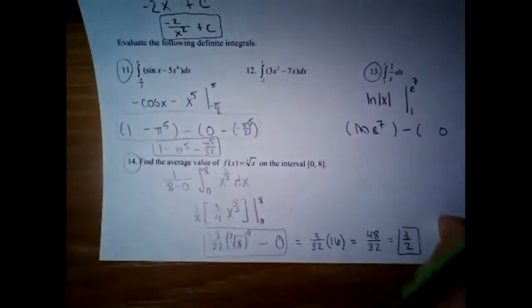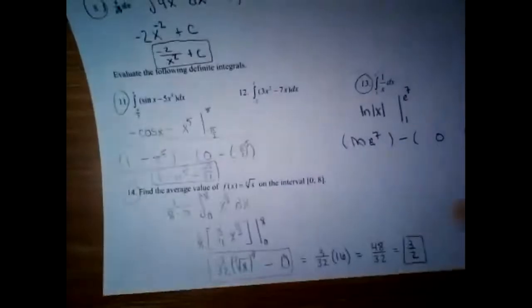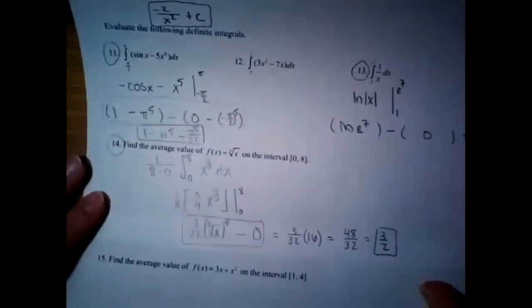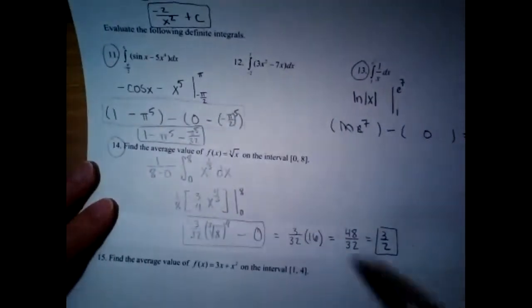All right, number 15 is also an average value. So it's going to be, you know, same setup as we just did for 14, but I did the more difficult of the two. This one's not going to be as bad. So we'll skip that one and go on to 16.